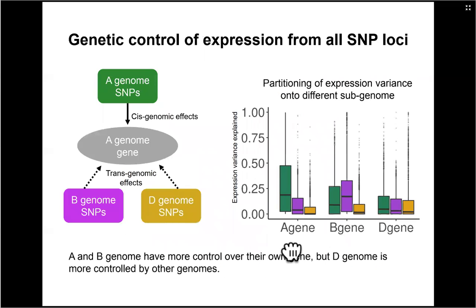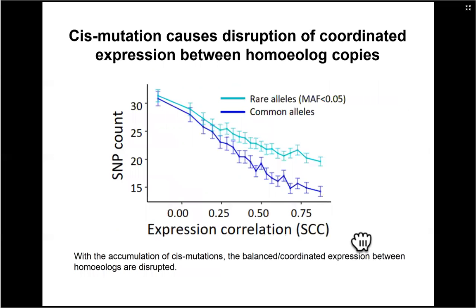The eQTL map is mostly loci with strong effect on expression. In order to have a comprehensive evaluation of genetic control of gene expression, we calculated a SNP-based heritability. We partitioned the expression variance onto 3 subgenomes, and we found that the A and B genomes have more control of their own genes, while the D genome is more controlled by the other 2 genomes. This is probably due to the bottleneck and gene flow from tetraploid ancestors, where the D genome diversity is heavily reduced compared with the A and B genomes.